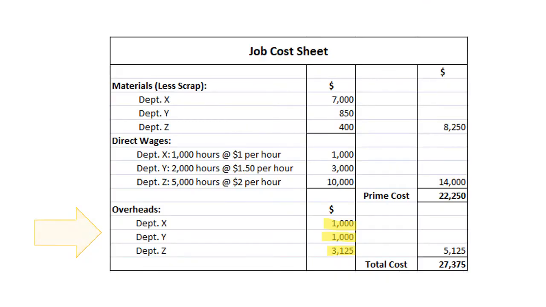Once we have determined the overhead absorption rate and the total overhead to be absorbed to each department, we insert the calculation. We insert the amount, the cost of overheads, into the job cost sheet as shown in this table, in order to determine the total cost for that particular job.